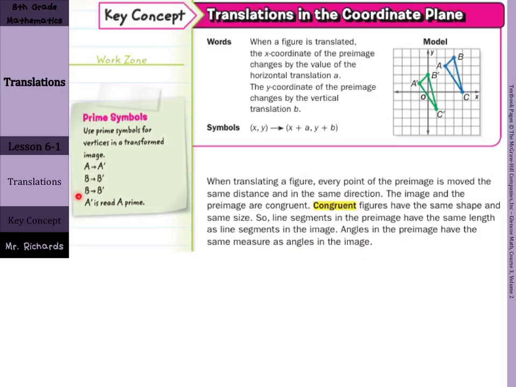And now, what you see with these little dashes, these are actually called prime symbols. You're going to use prime symbols for vertices in a transformed image. So, looking up here at our example, the blue triangle is our original image. And notice how just A, B, and C, just like A, B, and C. Then we have our A with the dash, B with the dash, C with the dash, and this actually has a name. It's A prime, B prime, and this is probably supposed to be C prime.